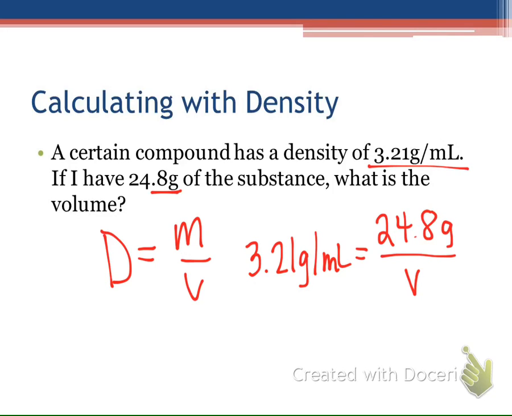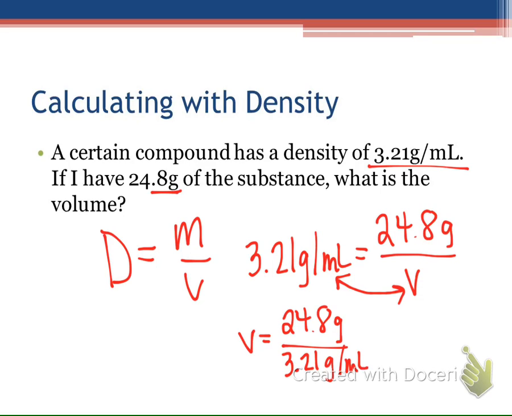Solving for this bottom variable, do we know a shortcut? Has anyone shown you this? If I have a bottom variable I'm solving for here, I switch these 2 places. So that would leave me with V equals 24.8 grams over 3.21 grams per milliliter. The reason that works is because I would be getting rid of V here, moving it to the other side, and then I would divide by the 3.21 to get V by itself. So that's just a little quicker way to look at it if you have a system that looks like this and your variable's on the bottom.